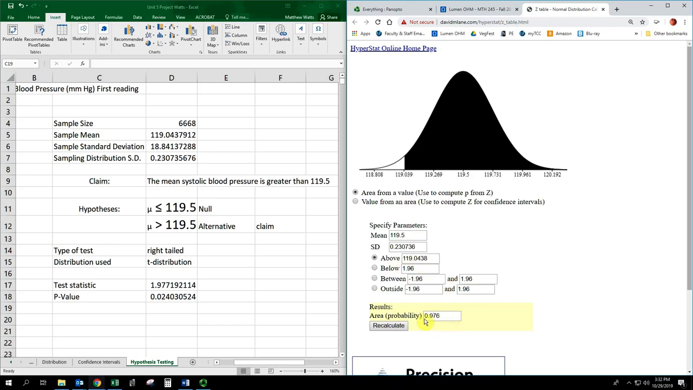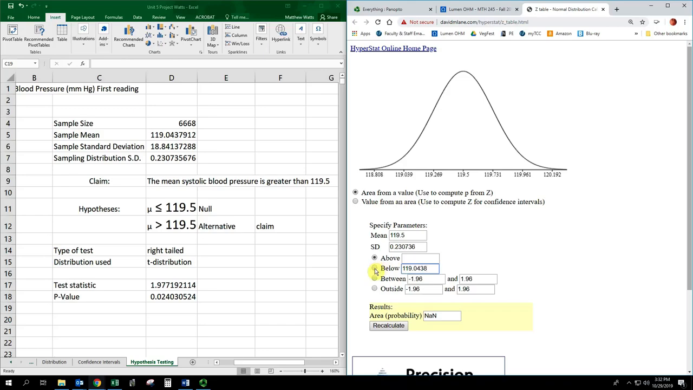So we can see that this does not match up with our p-value. And when that's the case, that usually means you just need to adjust, and there we go. That actually matches up with it. That 0.024 is our p-value.